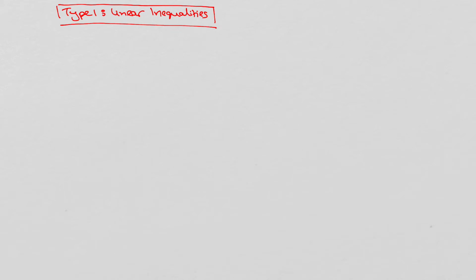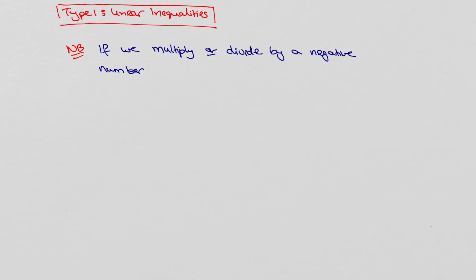The type 1 linear inequalities. Solving a linear inequality is pretty much the same as solving a linear equation, but we have one special note to take into consideration before we look at solving these. And that's if we multiply or divide by a negative number, then the inequality sign reverses.